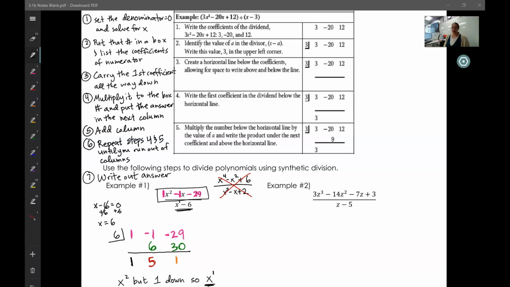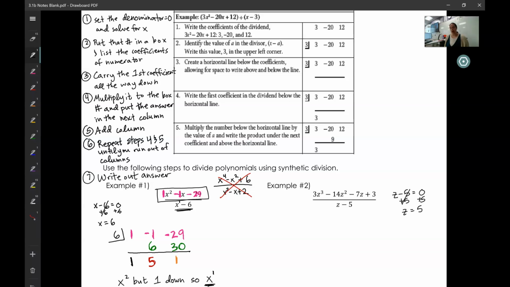Let's try synthetic division again. We're going to try it out on example number 2. So, step 1, set the denominator equal to 0 and solve. So, z minus 5 equals 0. Solve it. So, I get z equals 5.